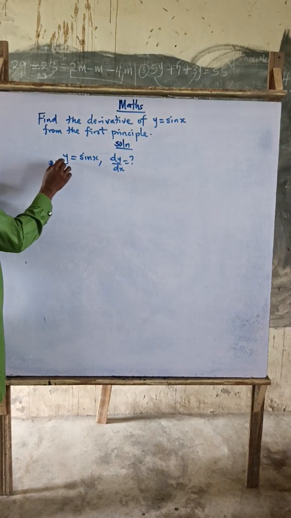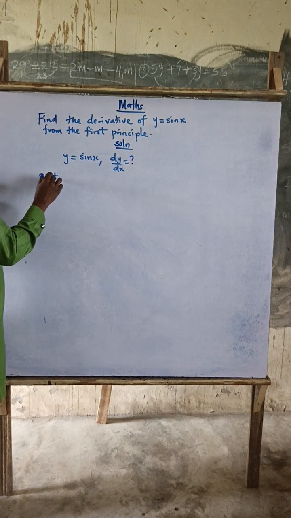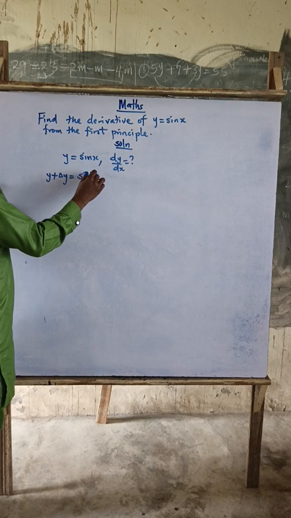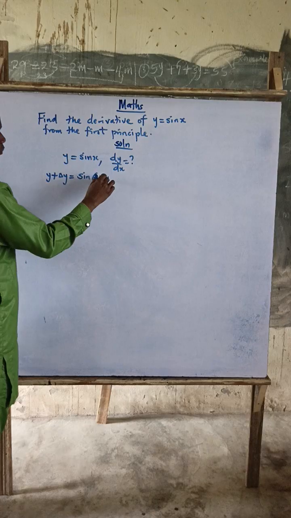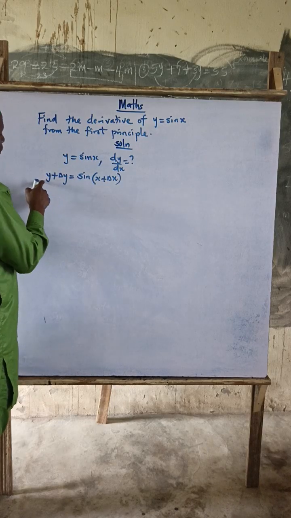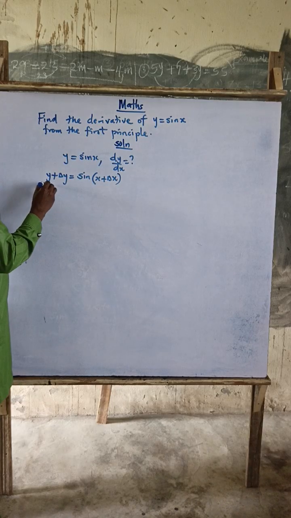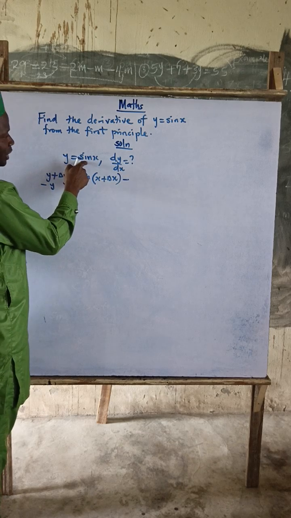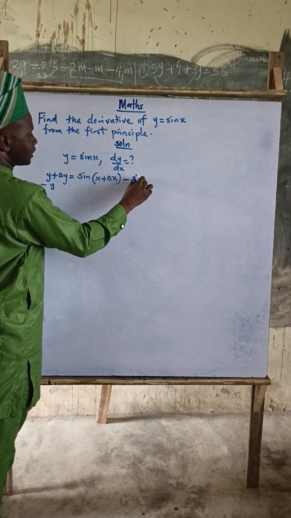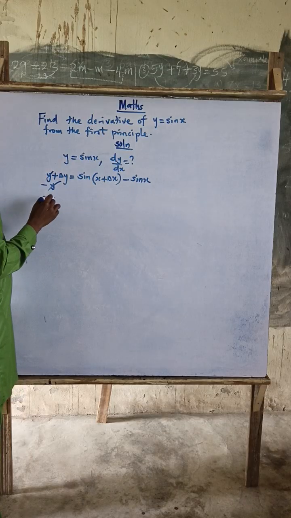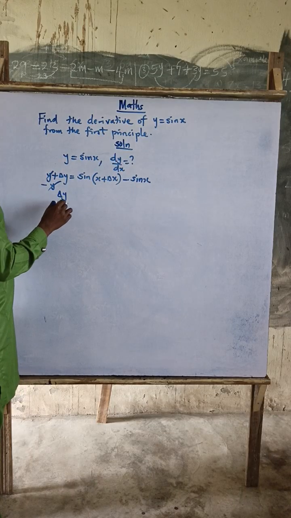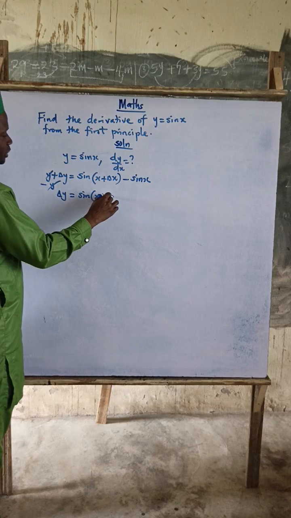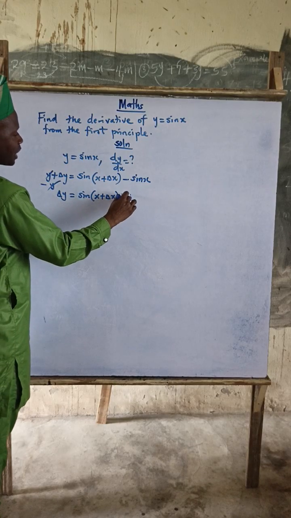So on this side we have y plus the small change in y, equals sin of (x plus a little change in x). Then take away y from both sides. From this side we take away y, and from the other side we take away y, and y equals sin x. Here we are going to have sin x there, so this and this will cancel. We have delta y equals sin(x plus a little change in x) minus sin x.